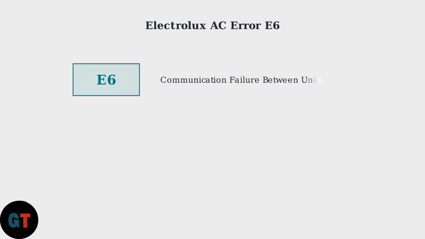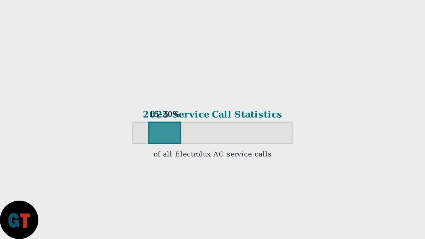The Electrolux AC error E6 is one of the most critical diagnostic codes in modern air conditioning systems. This error specifically indicates a communication failure between the indoor and outdoor units, or control board malfunctions that disrupt normal system operation. As of 2025, error E6 accounts for 15 to 20% of all Electrolux air conditioning service calls, making it the most frequently encountered diagnostic code in the field.